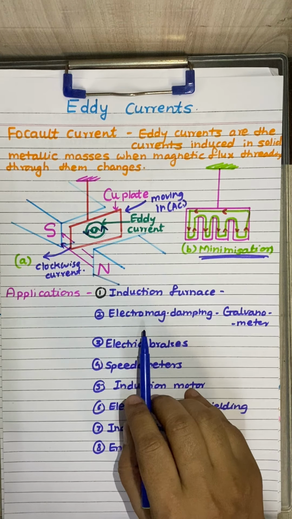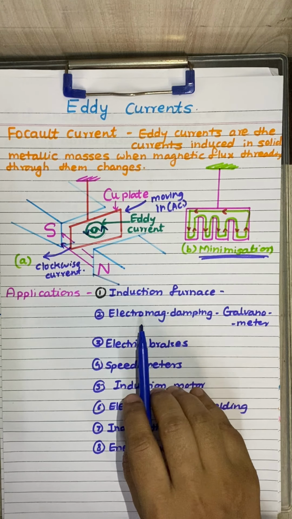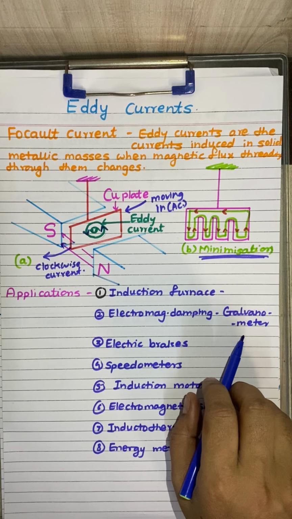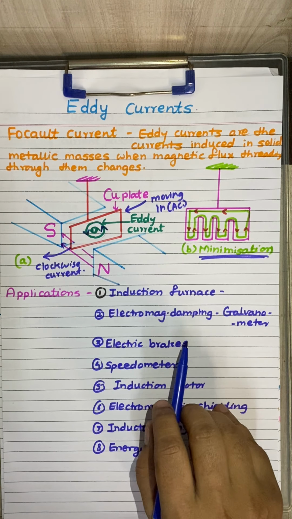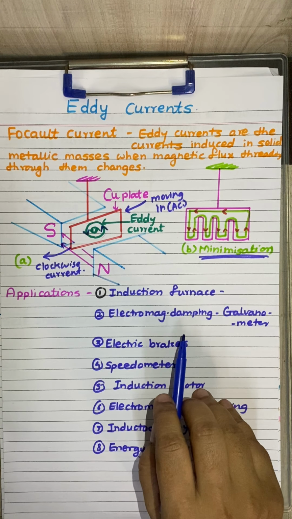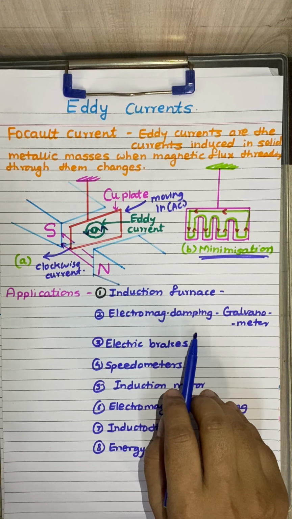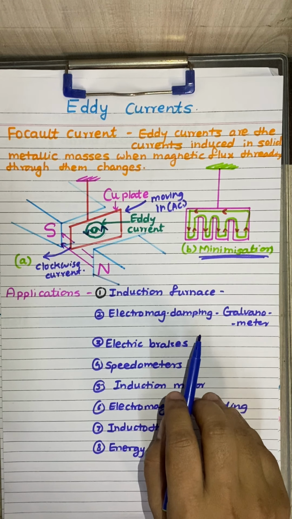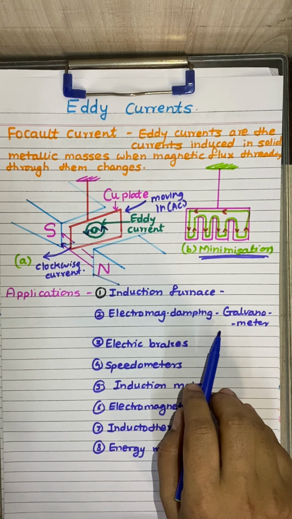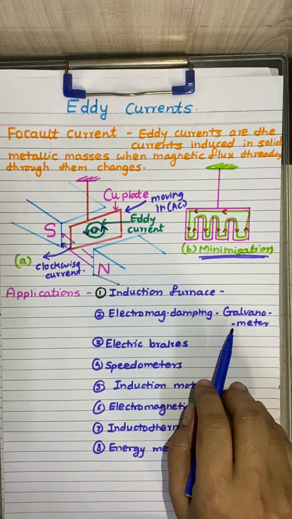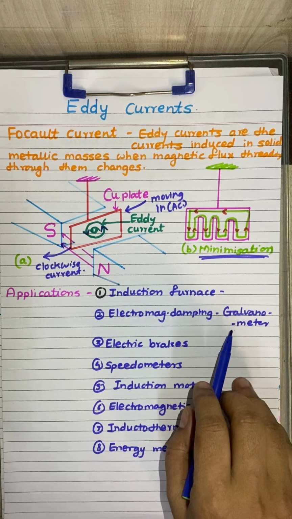Okay, now second one is called electromagnetic damping, and this is a very useful application of eddy currents we can generally see in the galvanometer. Okay, when the current is passed through the galvanometer, its coil suffers few oscillations before coming to rest in the final position. Okay, we have observed this. As the coil moves in the magnetic field, induced current is set up in the coil, which opposes the motion. The oscillations of the coil are damped, and thus such a damping is called electromagnetic damping.